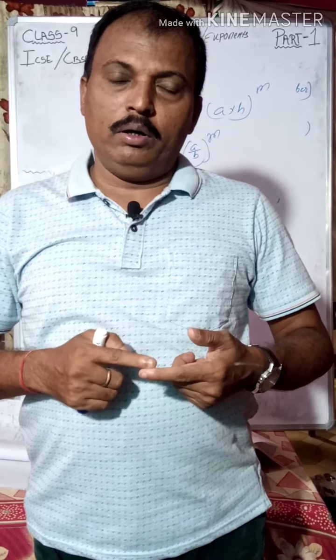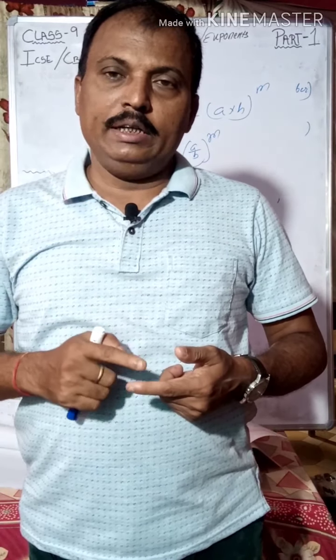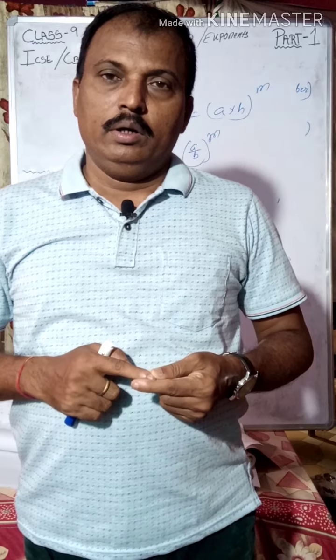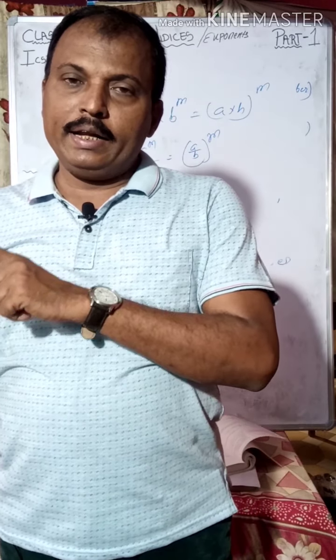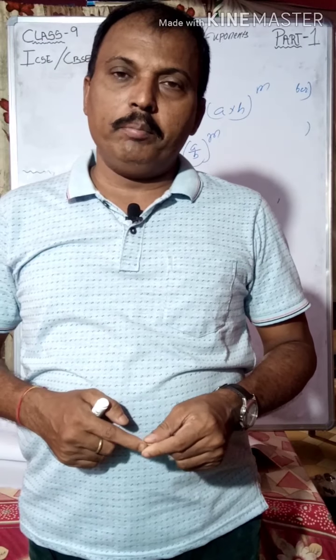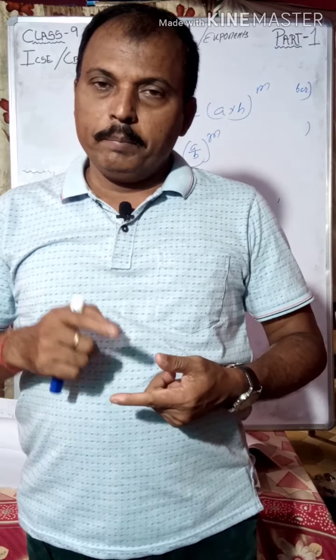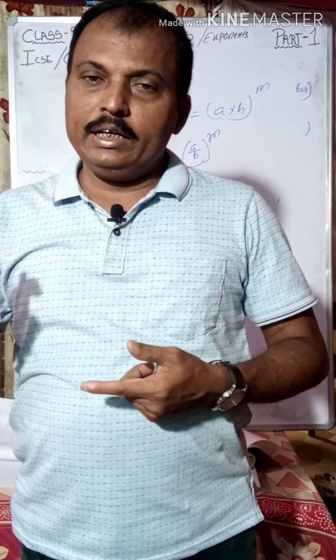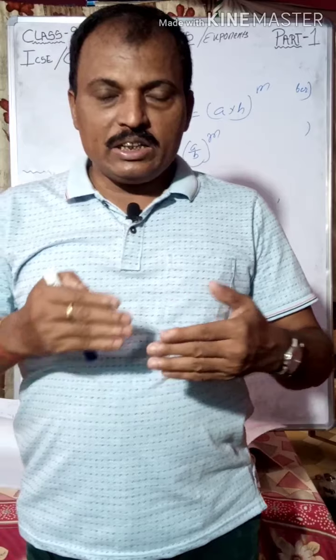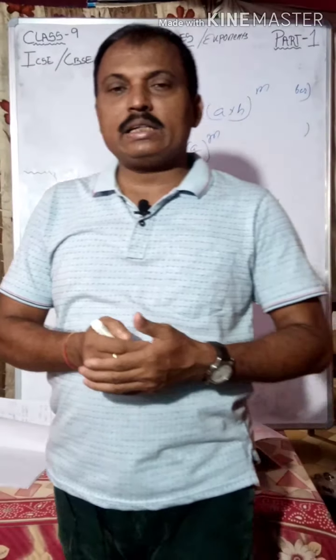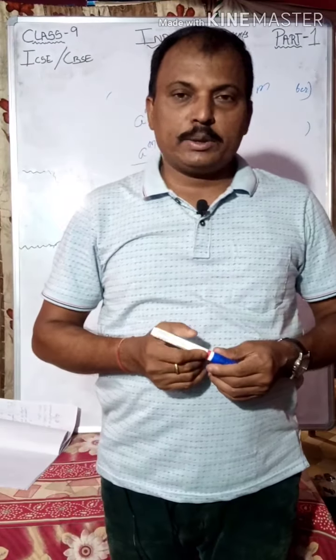And any non-zero number to the power 0 is equal to 1. And minus a to the power m is equal to a to the power m when m is an even number, and minus a to the power m is equal to minus a to the power m when m is an odd number. These are the laws and some techniques relating to indices or exponents.